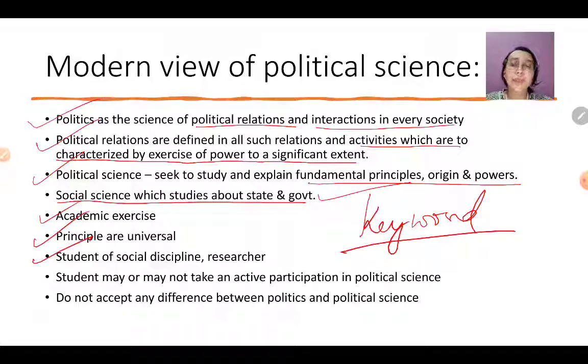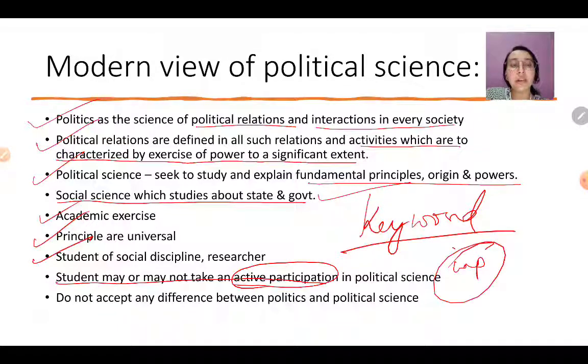What the modern view also says is that if a student or a researcher studies political science, then his or her horizon will broaden. It's not a matter of anybody simply learning about political science; in the modern view, one needs to study, one needs to be a researcher, one needs to have a social discipline regarding political science. In this case, the politician takes an active participation, while the student of political science may not. But being a student of political science, we need to take an active participation in the matters of politics. Then only can we shape our own future and implement such good policies that will give a good result for generations to come.